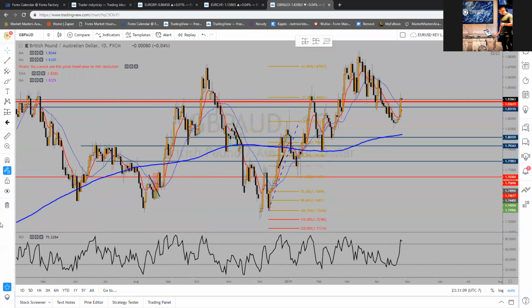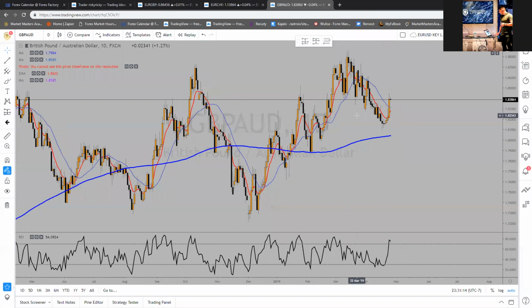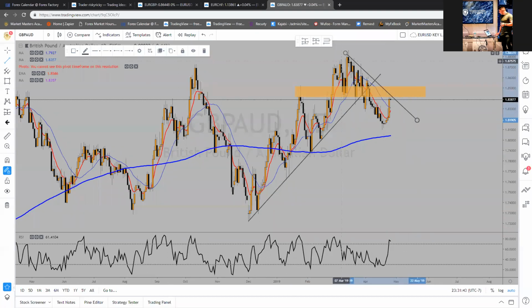GBP AUD, go onto the daily. I'm erasing all my markups. Okay, this is the daily time frame. We've got that uptrend there. We have this zone right here in this area, and right now the market is hitting it. So most likely it's going to hit it and then continue dropping down. Overall it is creating lower lows and lower highs. It's going in a downtrend already.